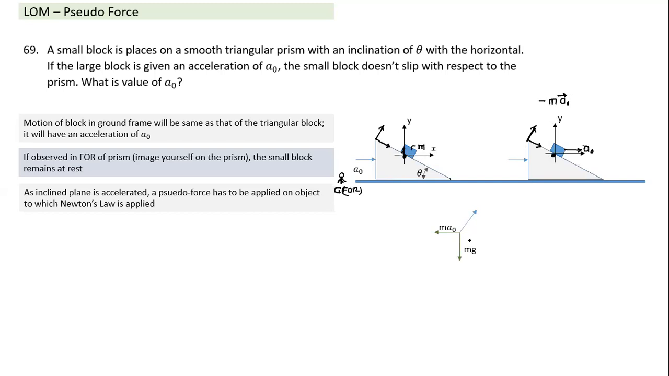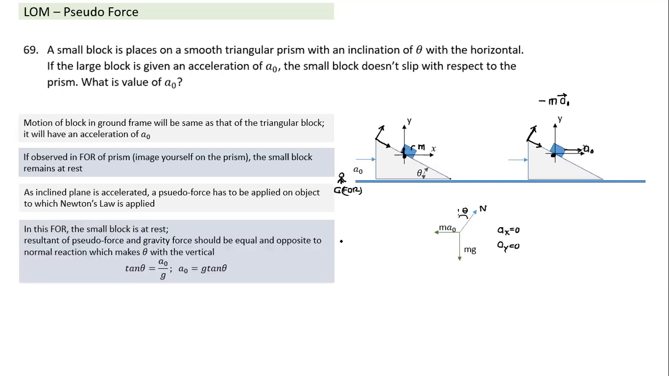So if I draw the free body diagram in the accelerated frame of reference, an additional force will come. This is the normal reaction, which is always acting. This is a real force. The normal reaction cannot be at any angle other than normal to the surface, so it will make an angle theta with the vertical, along with mg and m a naught. And in this case, ax is 0, ay is 0. It remains at rest. So that's the condition we are going to use: this small block is at rest. So we can solve in two ways.